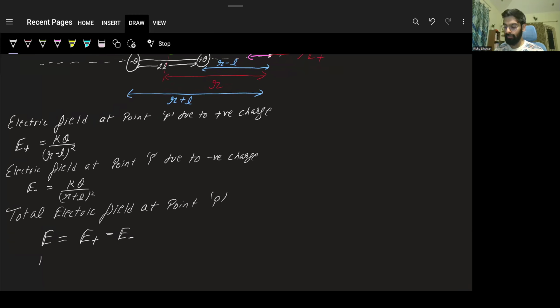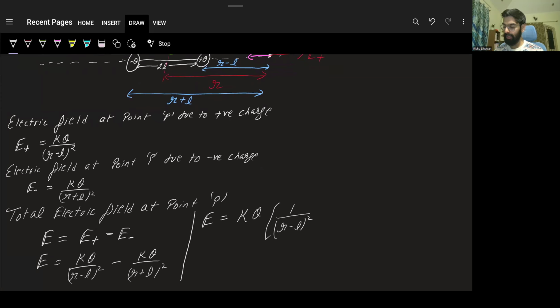Now you just write down the equation of E positive. We know what is E positive. This is the value of E positive. This is the value of E negative. Right? Now I am going to solve it here. So total E will be K Q, taking it as a constant outside. What is left inside? 1 over R minus L whole square minus 1 over R plus L whole square. So what E will come? This is just simple mathematics.